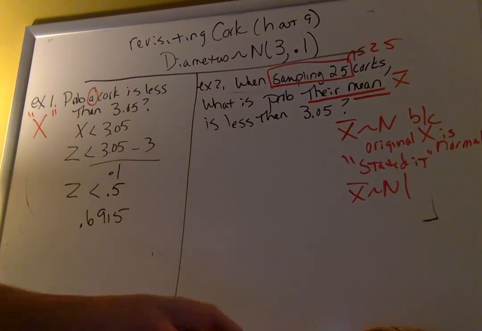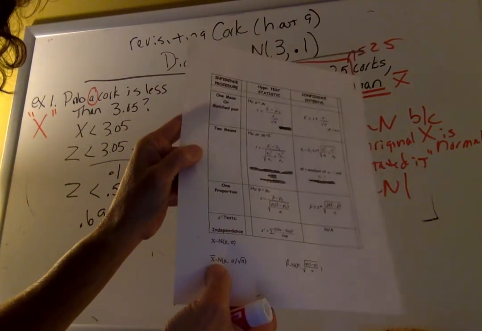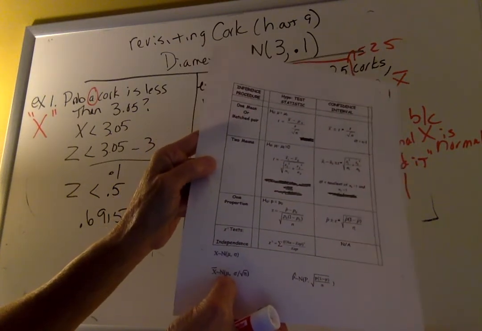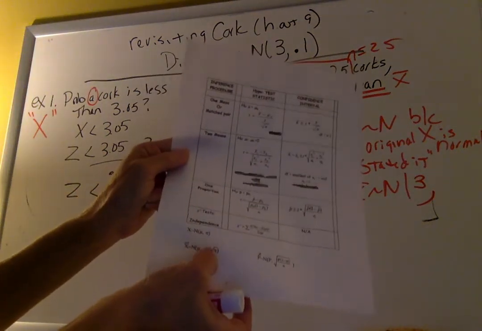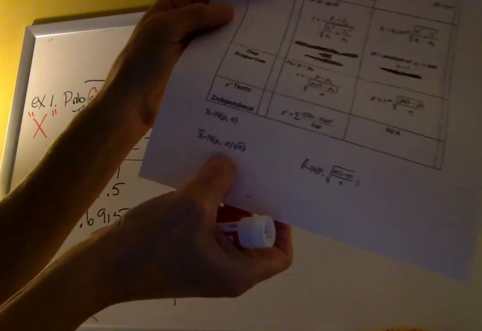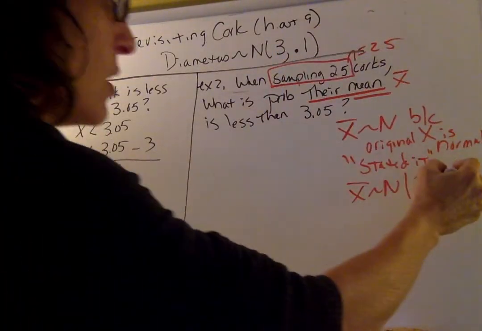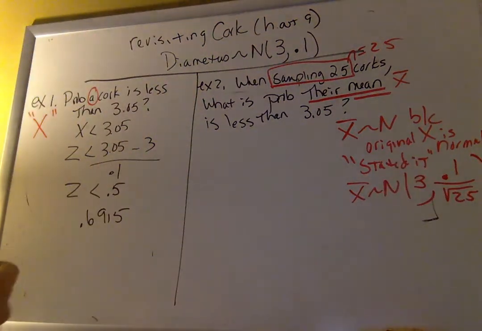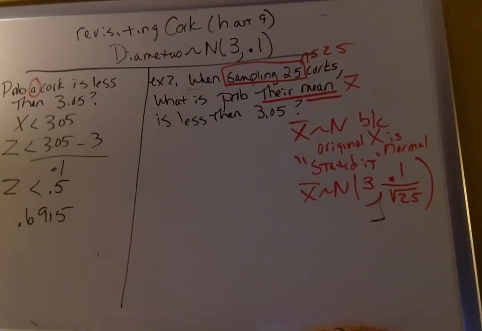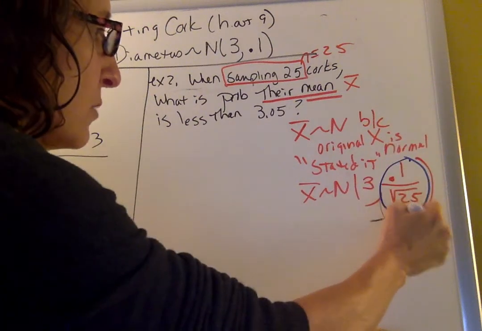Now, again, you don't have to memorize. A lot of students don't use their resource. We know we're doing an x bar problem. Pick this up. You're like, oh yeah, okay, the mean is still 3. Oh, but I have to calculate a different standard deviation. The standard deviation is 0.1 divided by square root of 25. The standard deviation is 0.02.